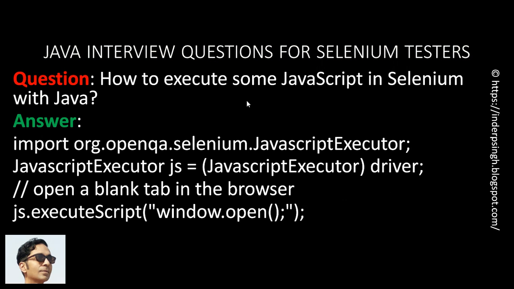How to execute some JavaScript in Selenium with Java? We can import JavaScriptExecutor, and initialize it, then just give that variable name dot executeScript. For example, this window.open script is going to open a blank tab in the browser.